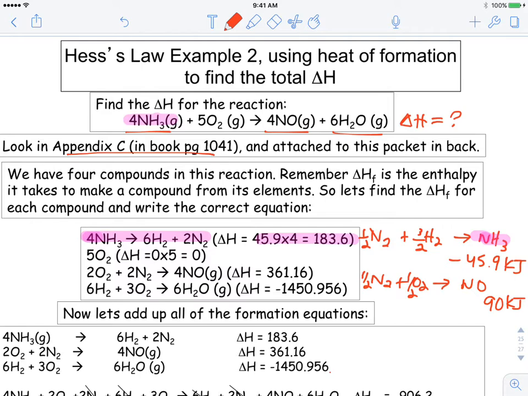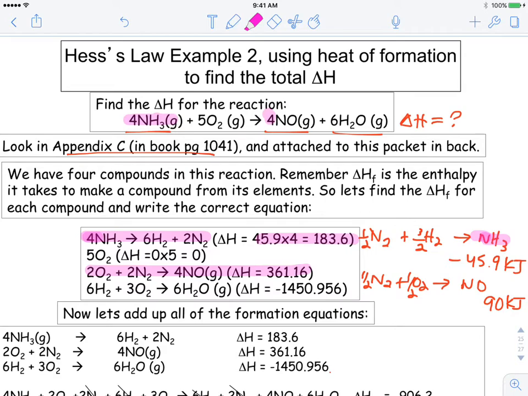So notice what I did with it in the box over here. If we highlight it, I times it by 4 because I have 4 NO. And so that gave me around my 361. It isn't exactly 90, but it's pretty close.